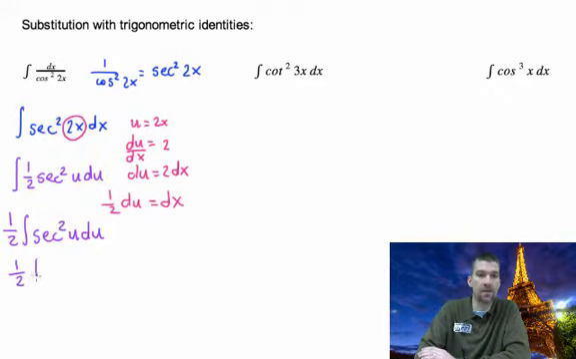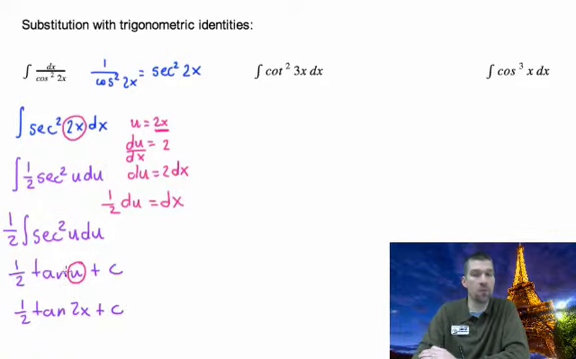So 1/2 tangent u plus c. Oh, by the way, u has to be replaced. So my final answer then is going to be 1/2 tangent 2x plus c. And if you take the derivative of that, you'll be good to go. It won't be a problem at all.